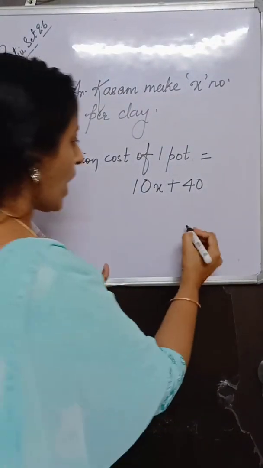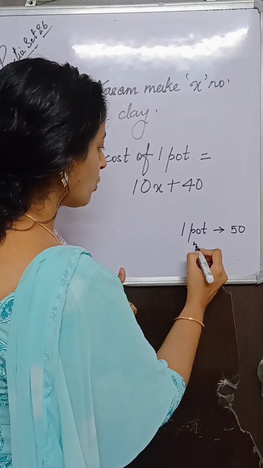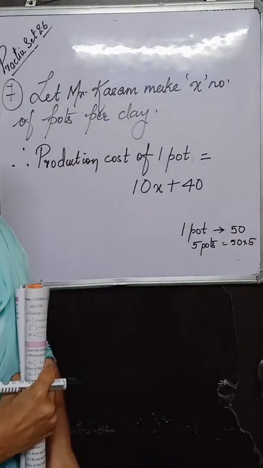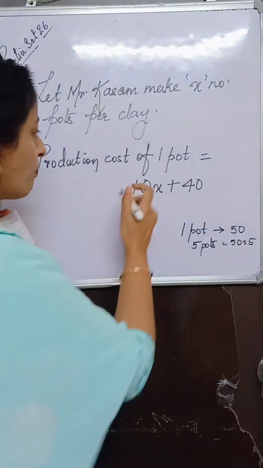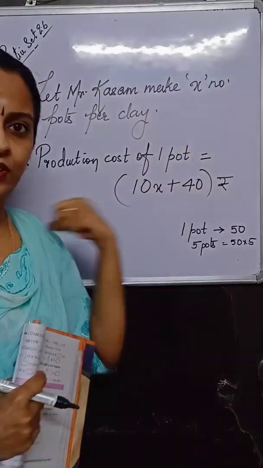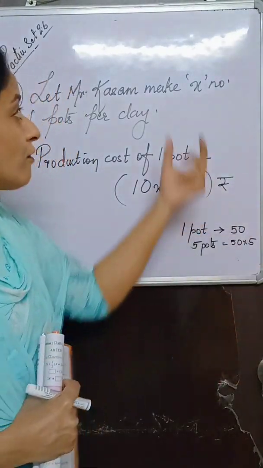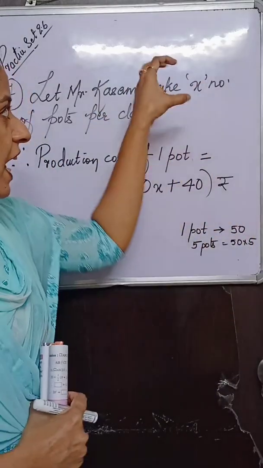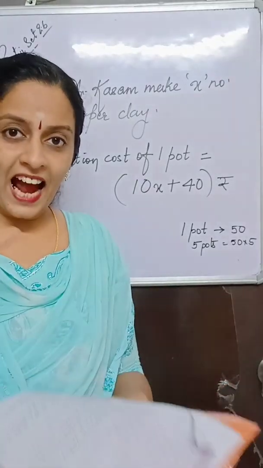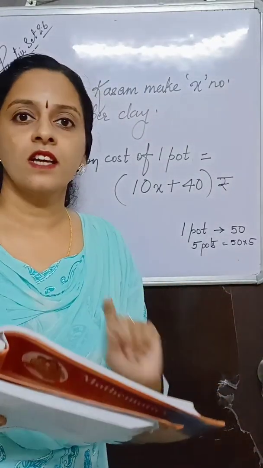I told you, one pot 50 rupees. So what will be the total cost of 5 pots? 50 into 5. One pot this many rupees, so what will be the cost of X number of pots? One pot this much money, 10x plus 40. So what will be the total cost of X number of pots? Simple. X into 10x plus 40. Understood? So that amount is given as, if the total production cost of all pots per day is rupees 600.